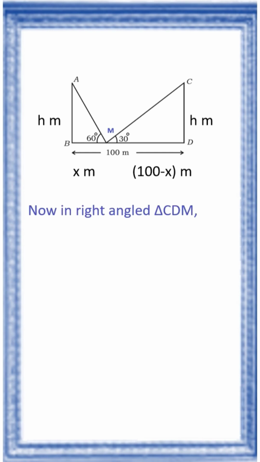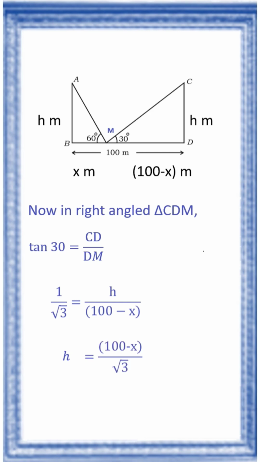Now in the right angle triangle CDM, observe the right angle triangle CDM. Tan 30, this angle is 30, so the opposite side is CD and the adjacent side is MD or DM, one and the same. Tan 30 is 1 by root 3, CD is H, DM is 100 minus X. Now cross multiply. We have to write it in terms of X only. So H is equal to 100 minus X upon root 3. Let us keep this as equation number 2.